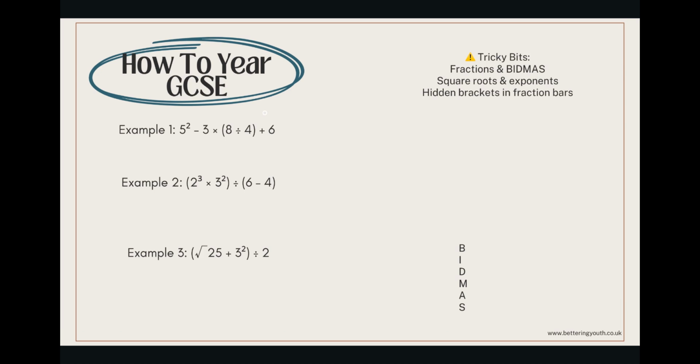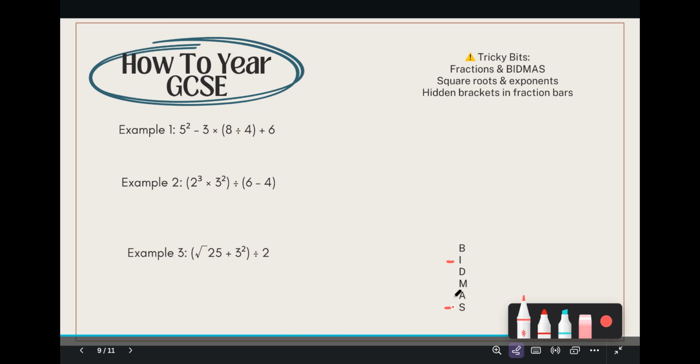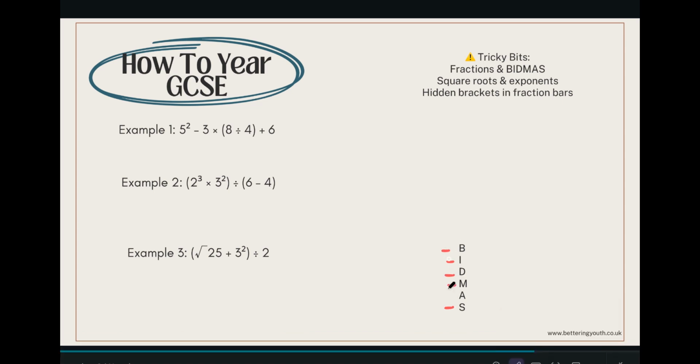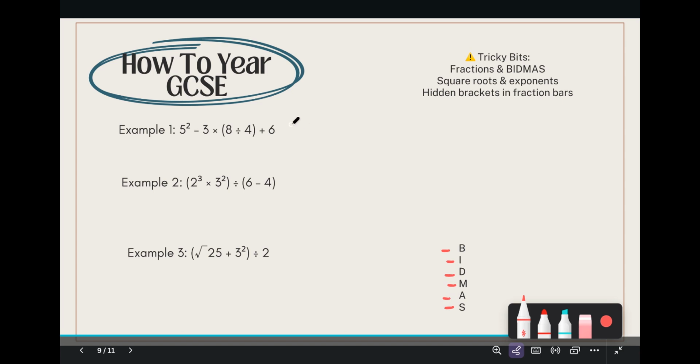There are some fractions and BIDMAS. There are some square roots in here now, as well as exponents, and hidden brackets in fraction bars. So let's take a peek. We have indices, we have subtraction, multiplication, there's a division, there are brackets, and there's an addition. This one has it all.